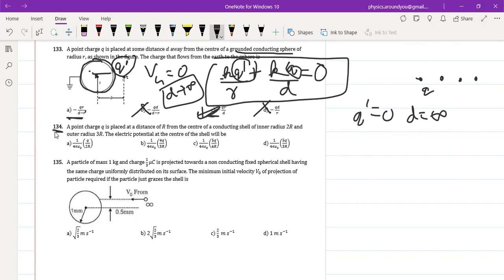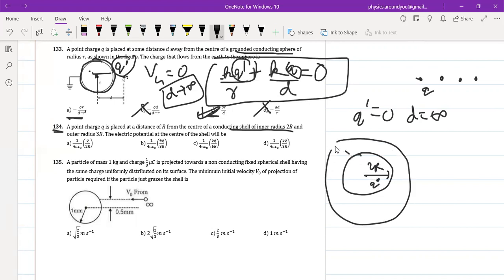Now, question number 134. A point charge Q is placed at a distance of r from the center of a conducting shell of inner radius 2r. That means it is placed somewhere over here, and outer radius is 3r. The point charge q is inside the cavity. What is the electric potential at the center of the shell? Interesting question. Electric potential at the center of the shell.